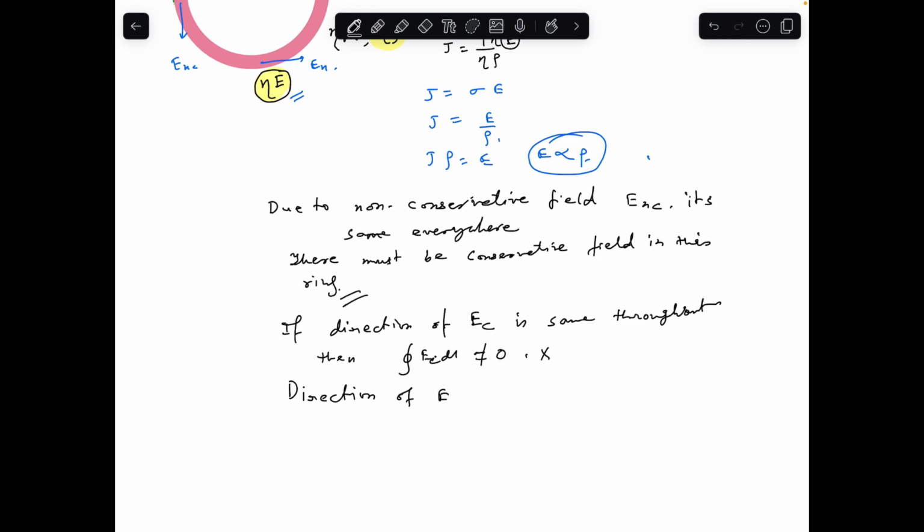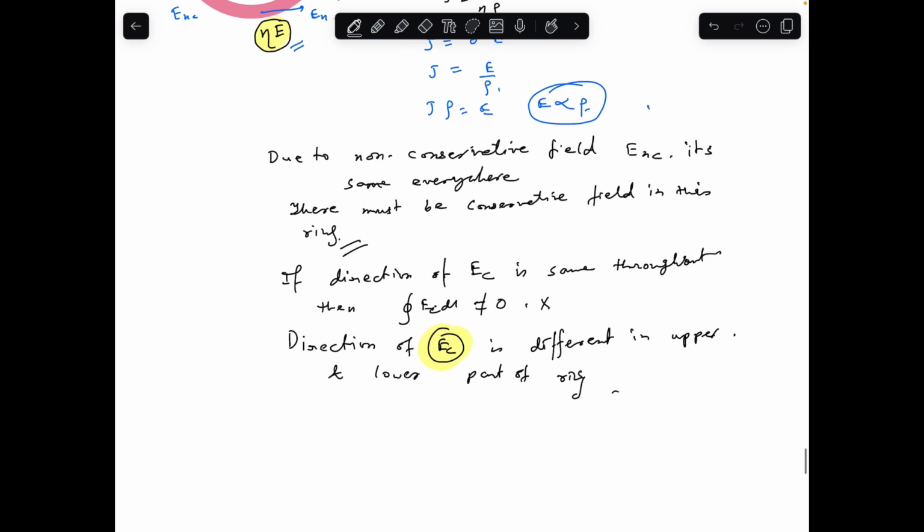the direction of EC is different in the upper and lower part of the ring. Okay. So the direction of the conservative field must be different. Different means must be opposite. Basically opposite. So now I have found this.